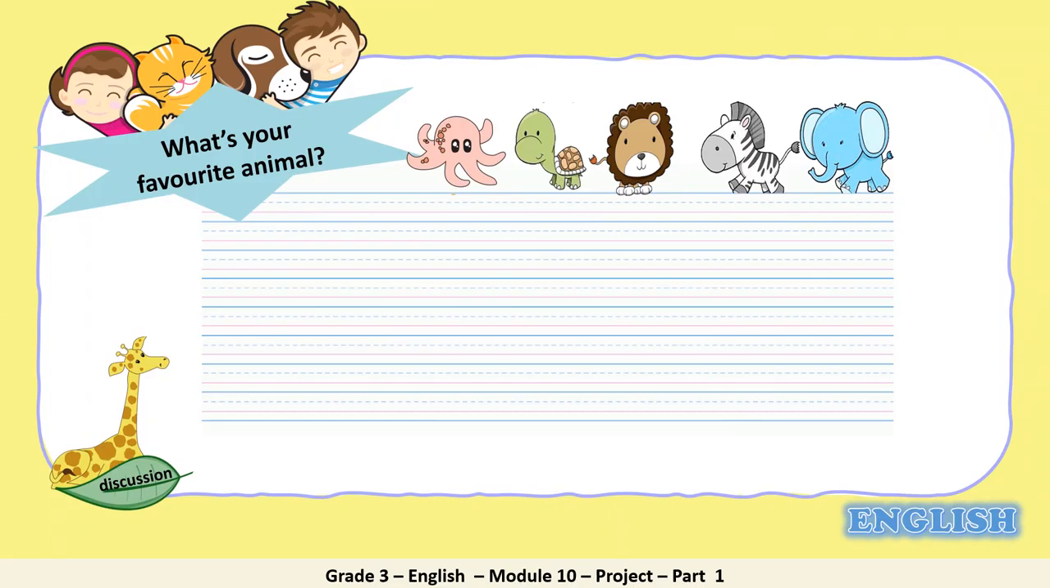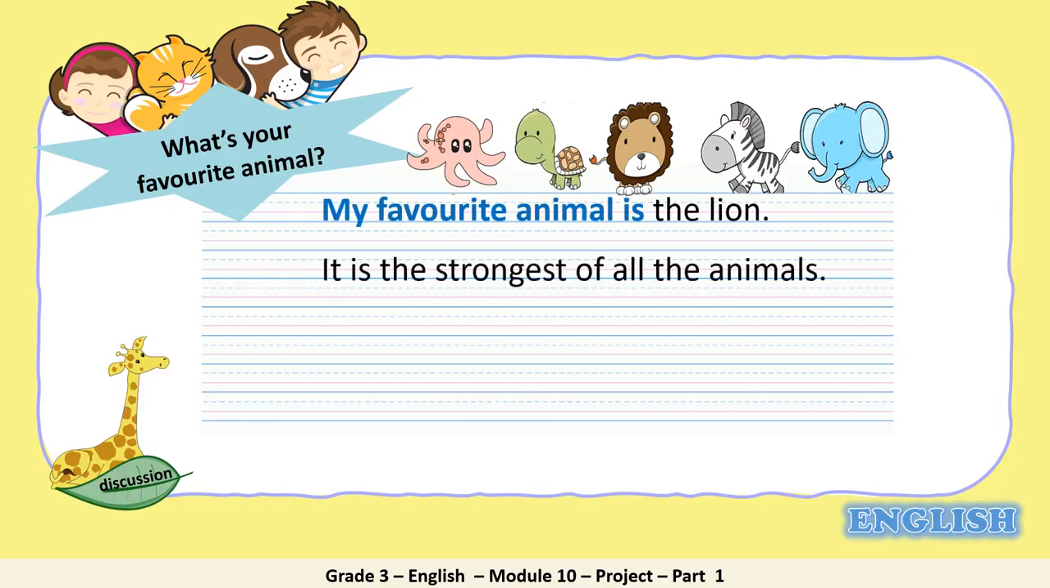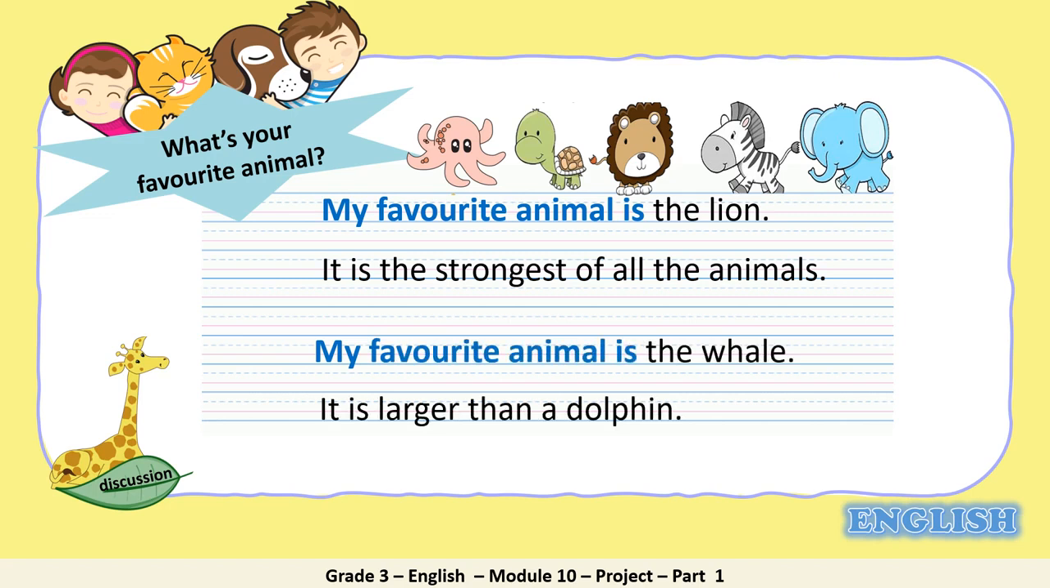Finally, we reached the last step of our lesson, discussion. The topic we discussed today is my favorite animal. I want you to think about your favorite animal, then write 2 sentences in your notebook about it. Is it bigger than another animal? Is it stronger? Is it faster? Here are some examples. My favorite animal is the lion. It is the strongest of all the animals. My favorite animal is the whale. It is larger than a dolphin.